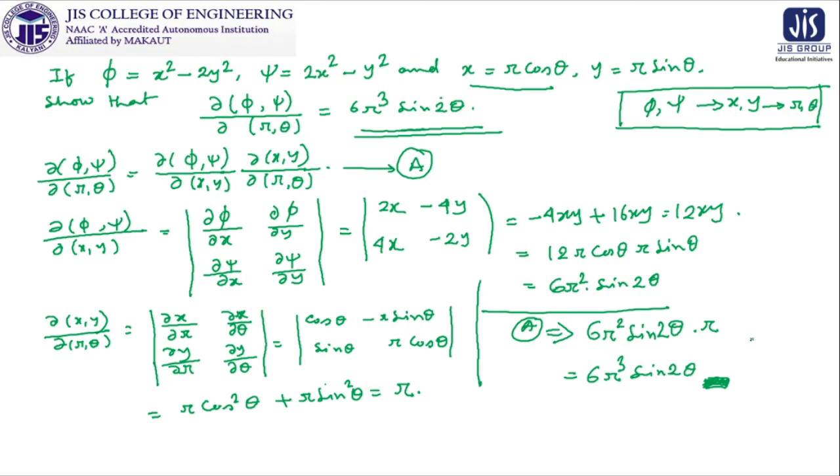So these are the simple problems of Jacobian. Okay. Now, if you want to see one more problem on Jacobian, then we can get a problem like this. If x into u is equal to y square and y into v is equal to z square and z into w is equal to x square. So this relationship is given. xu is equal to y square, yv is equal to z square and zw is equal to x square.